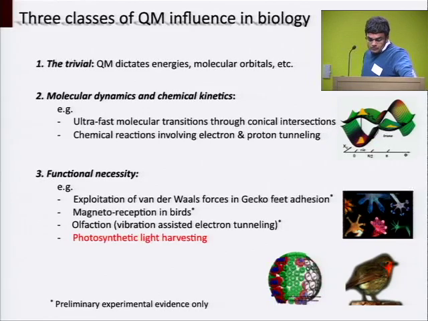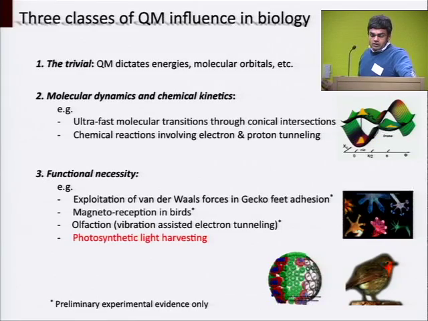And then the next level, which is maybe the most tantalizing, is where quantum mechanics becomes a functional necessity. The division between these two is kind of hazy. Where you draw the line between one and the other is not clear. But at least for the third class of quantum influence, you should be able to make a connection that if the quantum mechanics wasn't there, if the system was entirely classical, the organism wouldn't be able to survive, right?